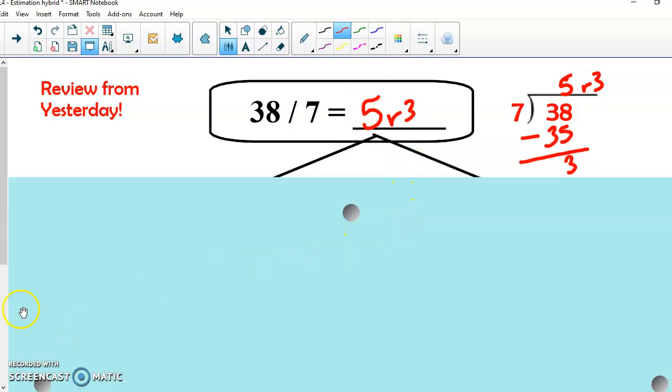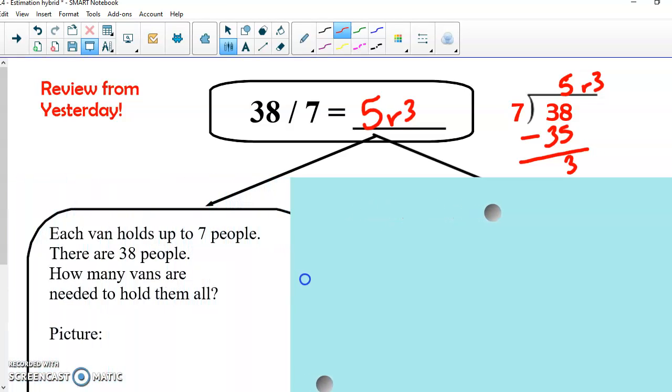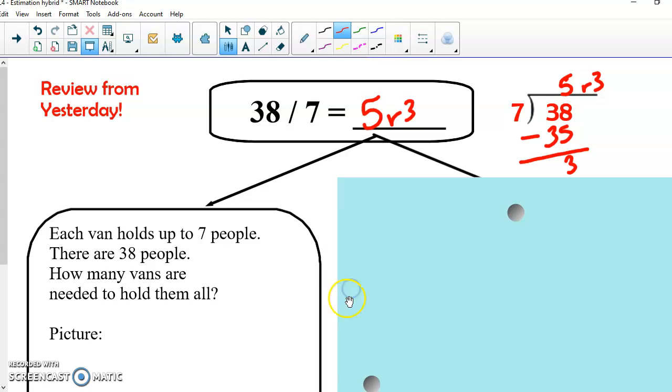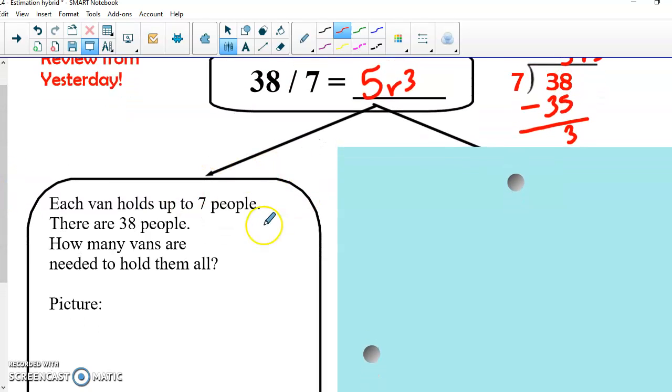So like yesterday, we're going to look at a couple problem solving equations here where we need to think about how this would translate to a new answer. So 38 divided by 7 we said is 5, remainder 3. Well, let's look at this problem here. Each van holds up to 7 people. There are 38 people. How many vans are needed to hold them all?